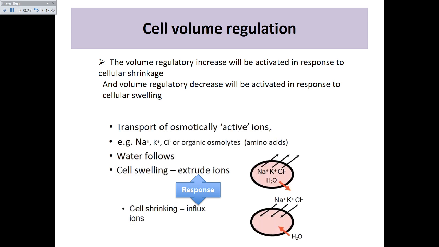If you can see, what is the response to cellular swelling? The cell will activate the mechanism, so in response it should extrude ions.